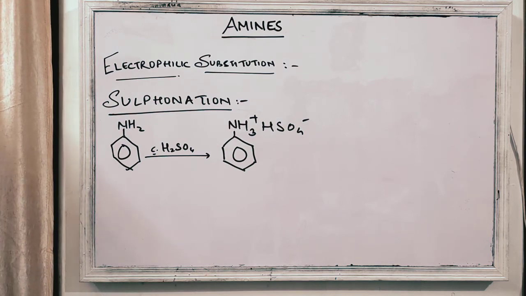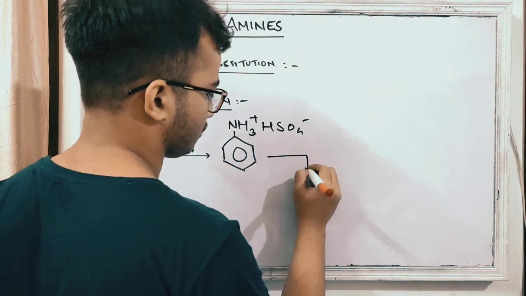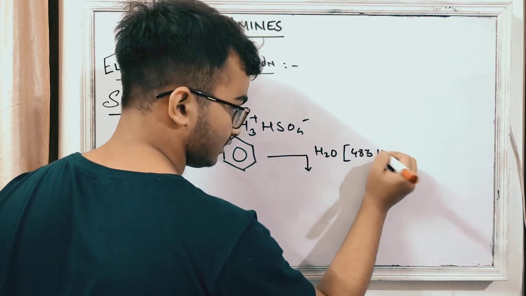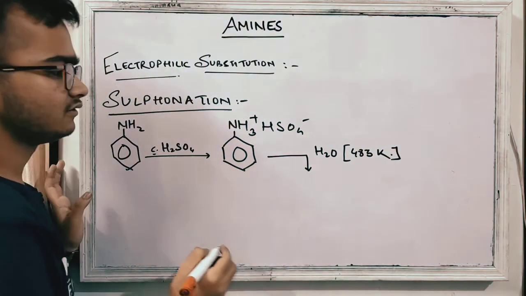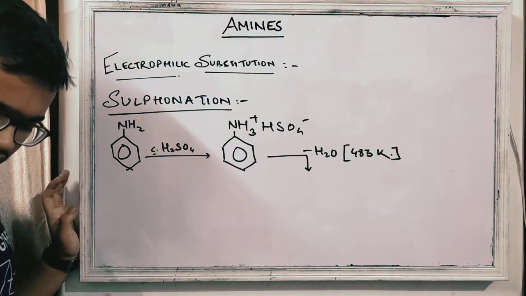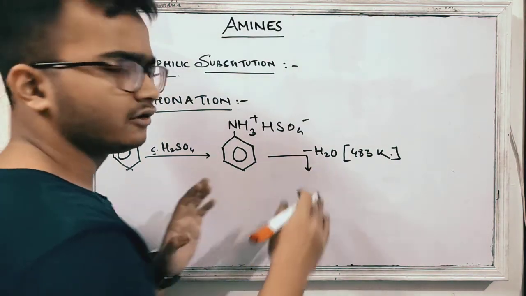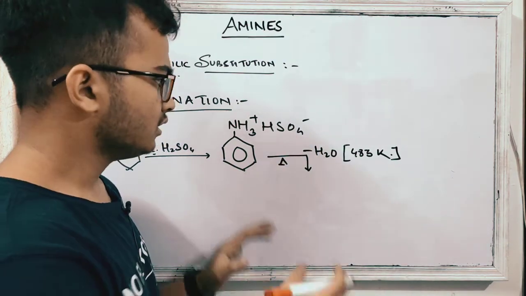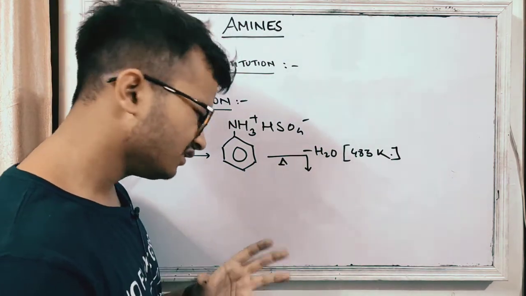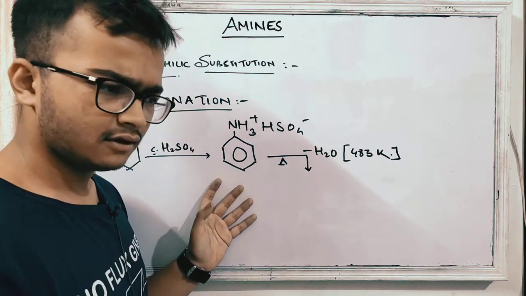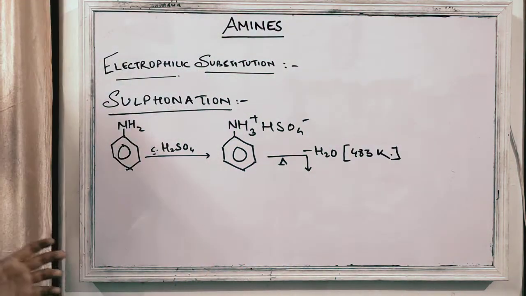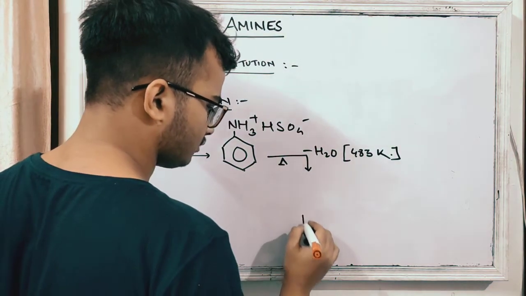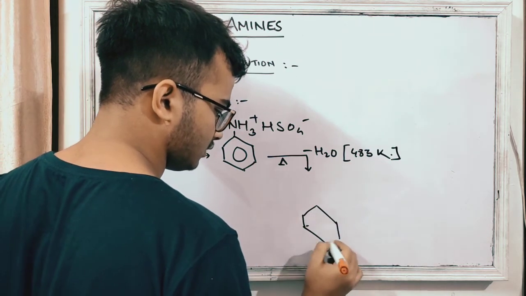Now, if you heat it at a very high temperature of 483 Kelvin, the water is getting eliminated from this. You are not treating it with H2, you are just heating it at a very high temperature. So what we are getting is called the sulfanilic acid. So let's see how it is looking like. A type of rearrangement occurs. So it looks like this.